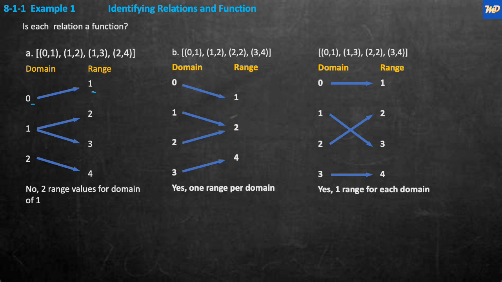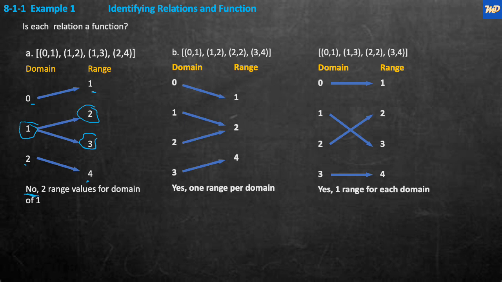And 2 is going to 4. Well, so it's like a mixed bag. Here we have some specific organizations and a kind of random set of friends, if you will. So no, 2 range values for one domain. 2 range values for one domain. This is not a function.